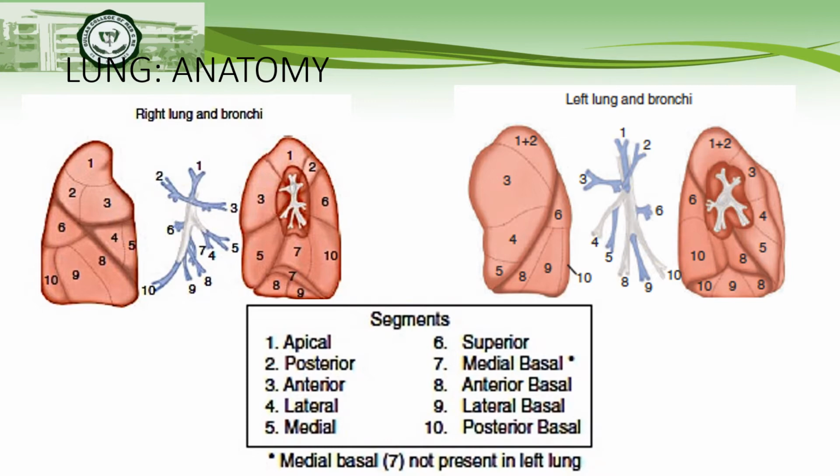The segmental, bronchial, and vascular anatomy of the lungs allows subsegmental and segmental resections if the clinical situation requires or if lung tissue can be preserved. That is the basic reason why they are divided into segments. It's for the resection.